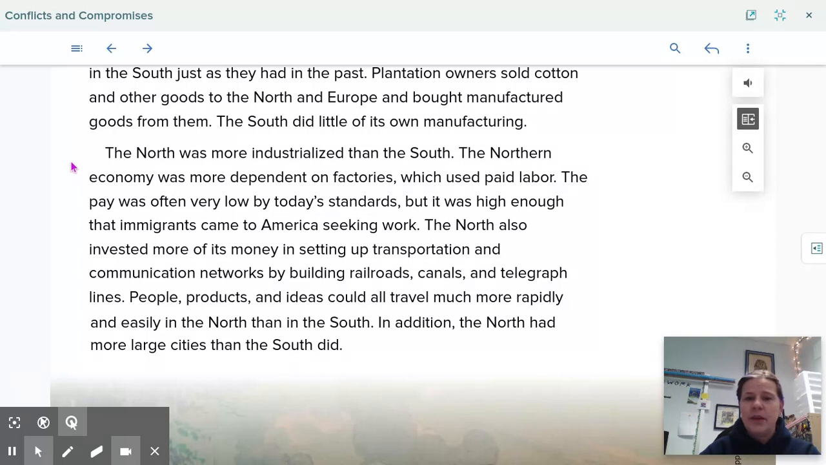work. The North also invested more of its money in setting up transportation and communication networks by building railroads, canals, and telegraph lines. People, products, and ideas could all travel much more rapidly and easily in the North than in the South. In addition, the North had more large cities than the South did.